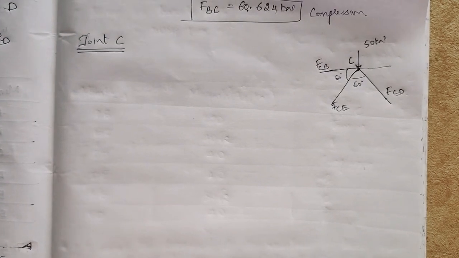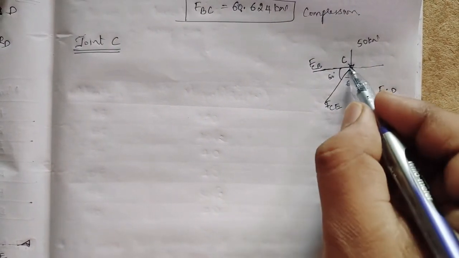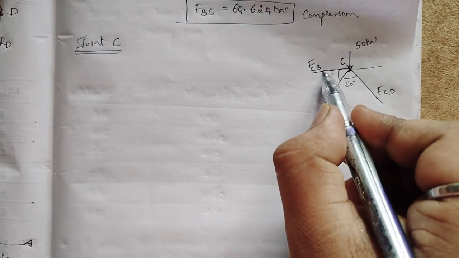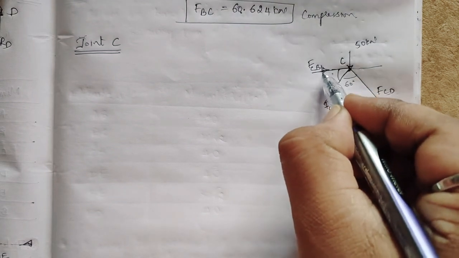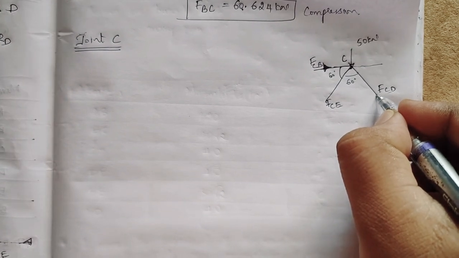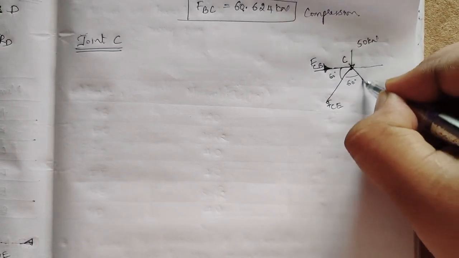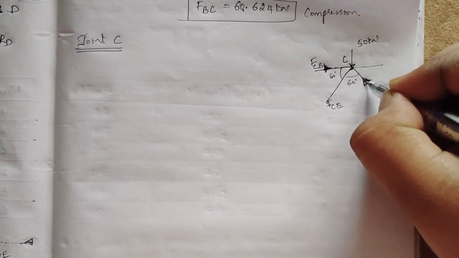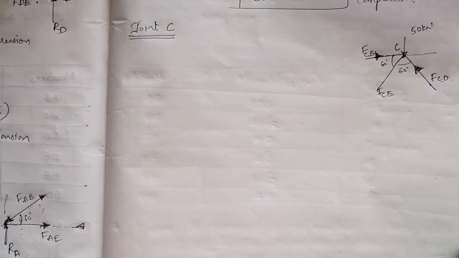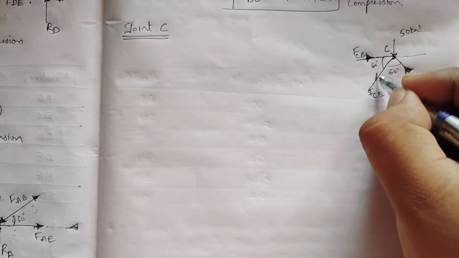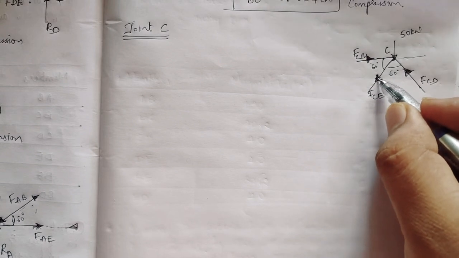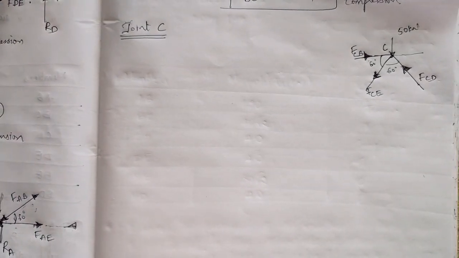I took the joint C, already written. From above, one force is there, 50 kN. We already found FCB, and FCD also we found, and FDC will be like this towards the C. So we have to assume now for FCE. I'll take it going outside from the joint, as these are forces going inside, one force should be going outside to maintain the equilibrium.